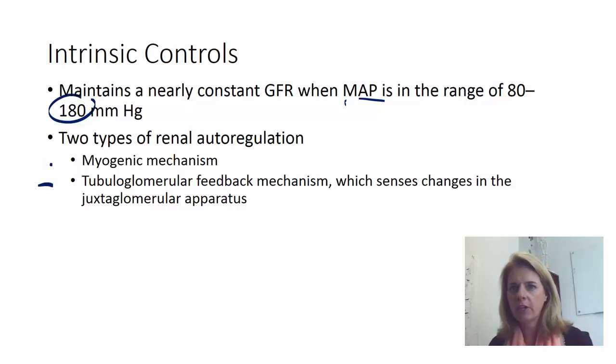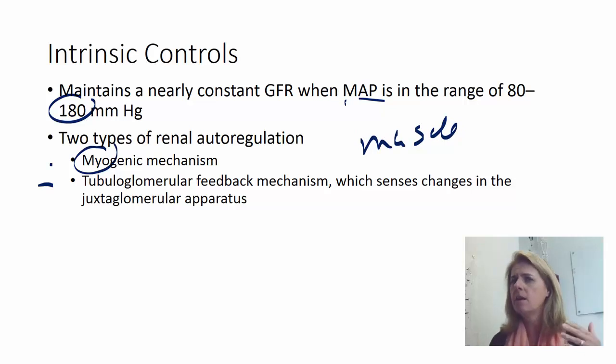So myogenic. So think back to 201, your first anatomy, or wherever you had anatomy, whatever your first anatomy was. Myo, what does that tell you? What are you thinking? What does myo stand for? Muscle. So this is something to do with some kind of muscle. Now, I don't necessarily mean cardiac muscle or skeletal muscle. I'm thinking more along the lines of smooth muscle, okay?